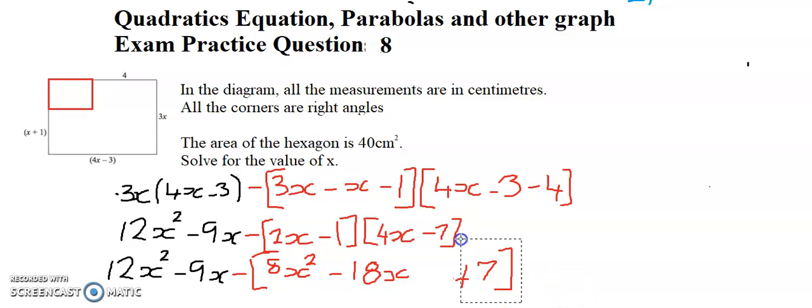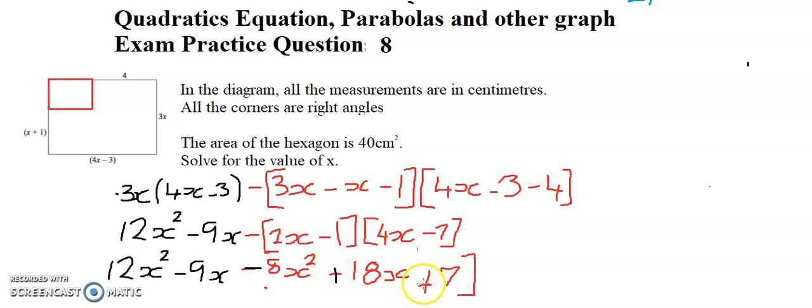Okay, so now I'm going to apply the negative to everything in the brackets, which means I'm going to take these brackets away. So the negative applies to the 8, so I'll go over it in black. The negative changes negative 18x to a positive, and the negative changes the 7 to a negative. Okay, so now we've lost our brackets, but we do know that this is equal to 40 centimeters squared. That's the area, so I'm going to put that in now.